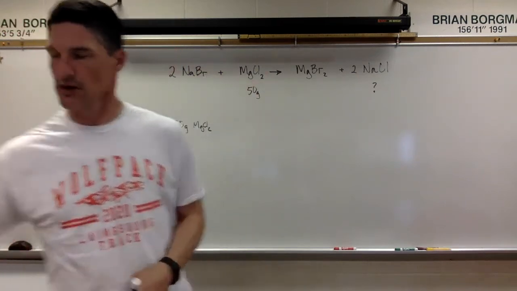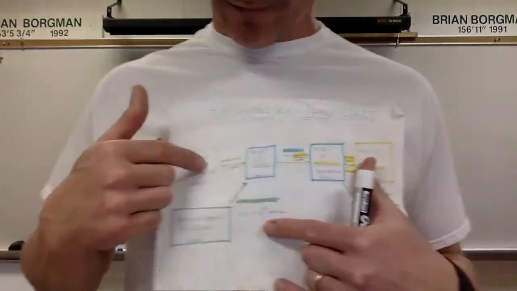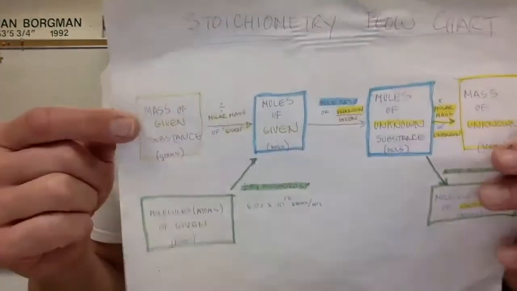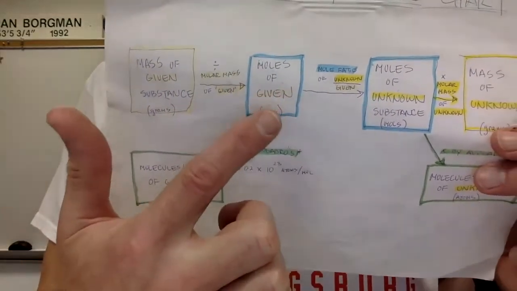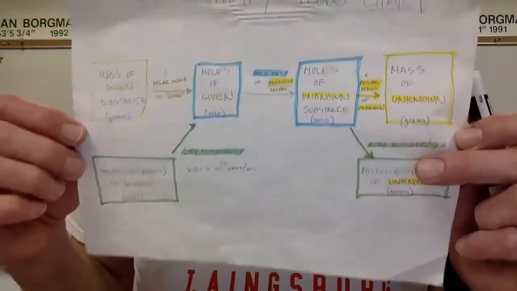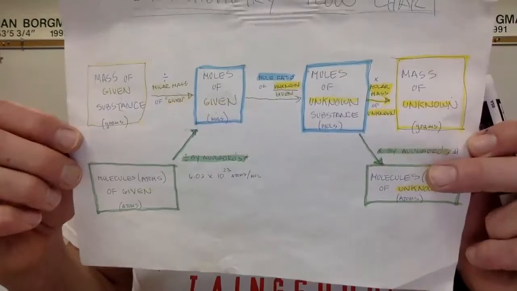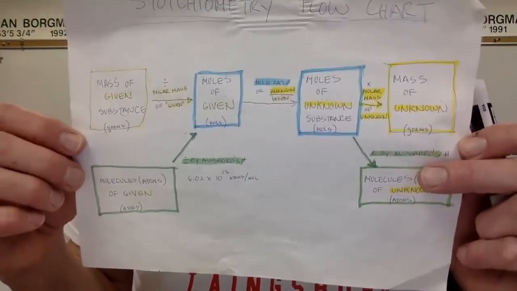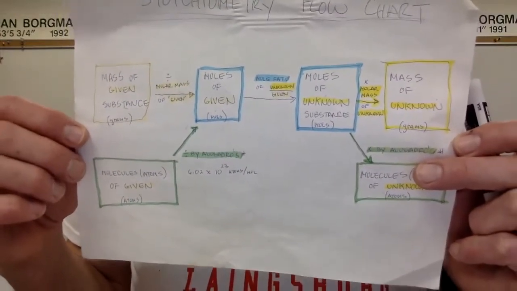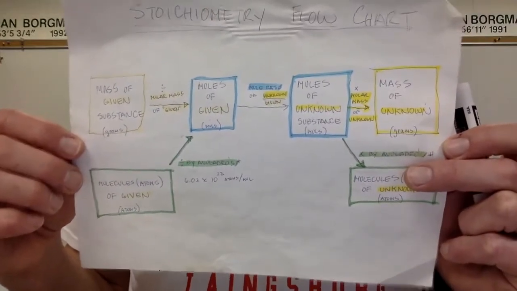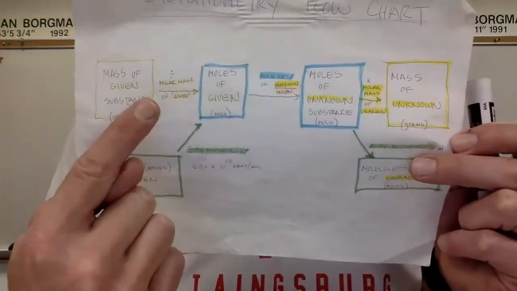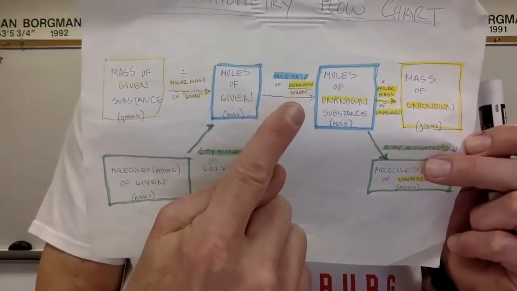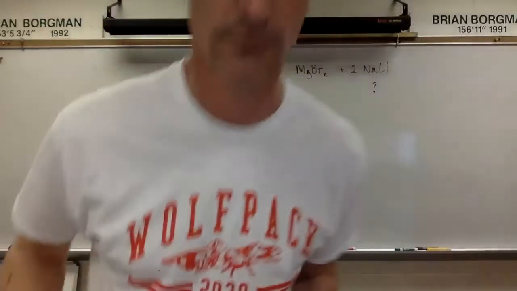On the flow chart, anytime there's a flow chart, this is where I'm starting: the mass of a given substance. I'm going to divide by the molar mass of the given, and my answer will be in moles of the given. Think of it this way: each one of the boxes is a number or an answer. Every arrow that you see is a process, like multiplying, dividing, doing a ratio. We've been using brackets, so an arrow is basically a bracket. In order to get from mass to mass, I have to do 1 bracket, 2 brackets, 3 brackets. Let me show you.